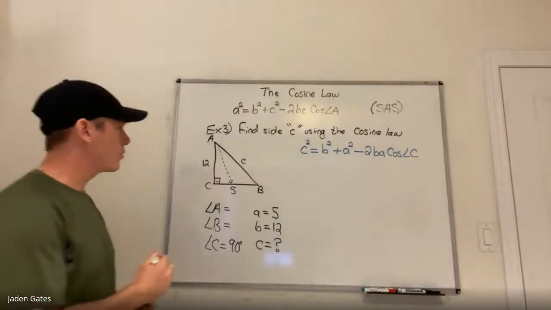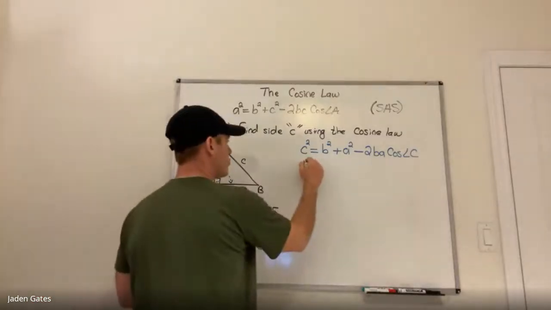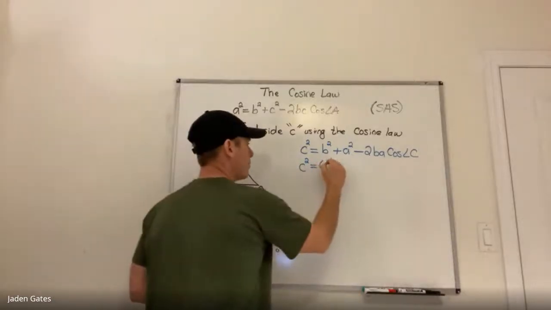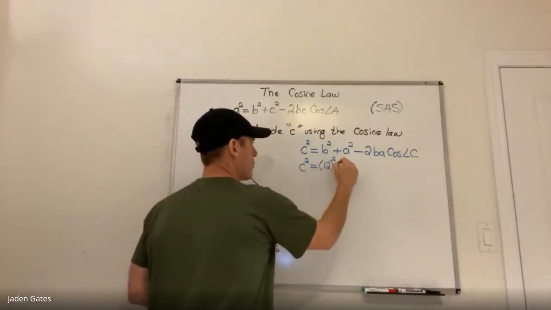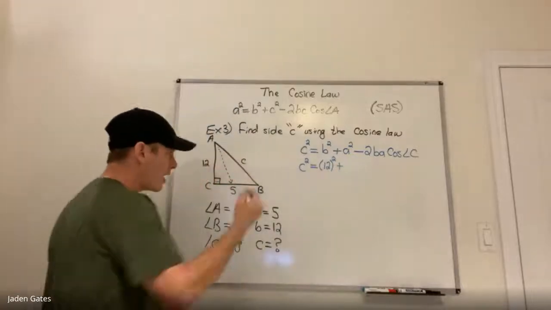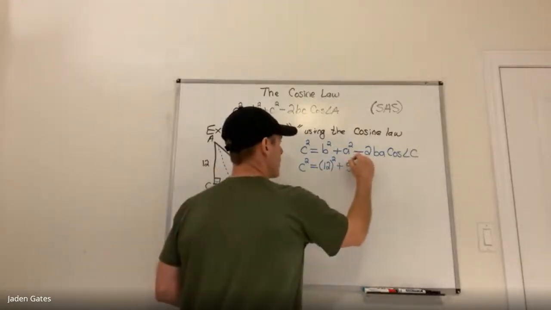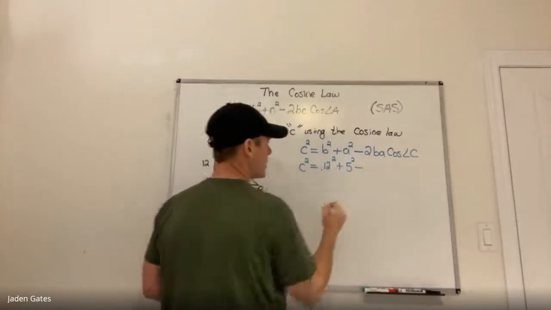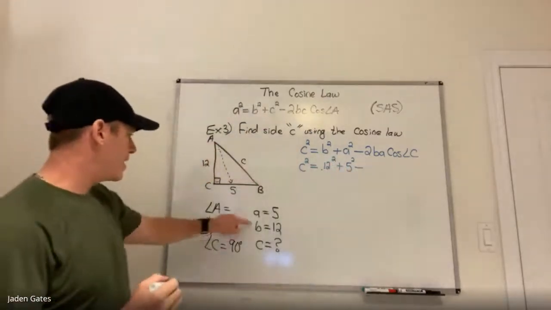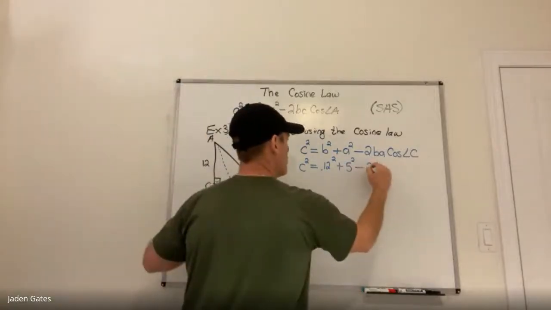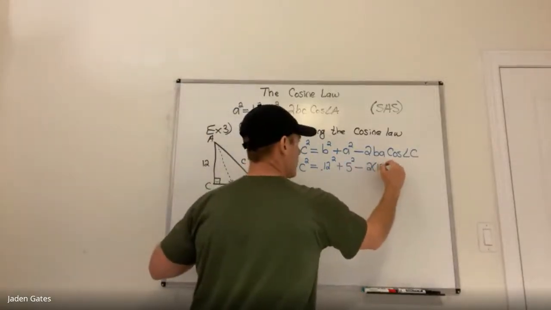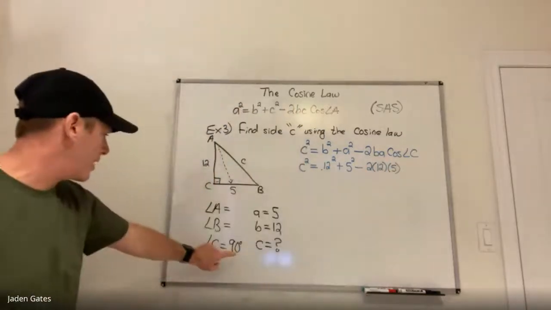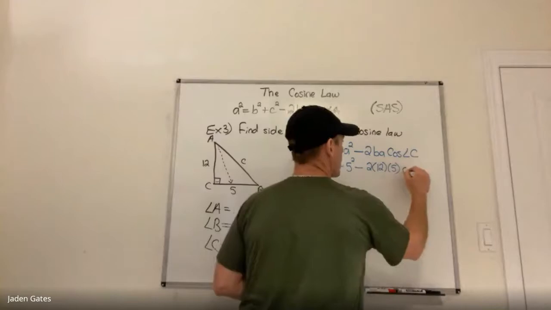I'm going to substitute in my information. B squared here is 12, so I'm going to have 12 squared. A is 5, so I'm going to have 5 squared. I don't need those brackets there, get rid of them. Then minus 2 times B times A, so minus 2 times 12 times 5 and times the cosine of angle C, which is cos 90 degrees.